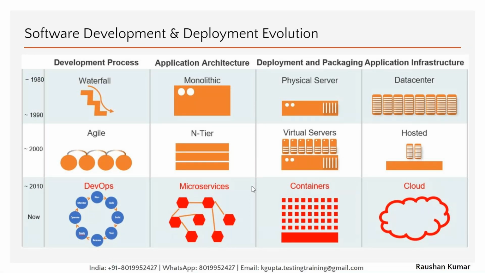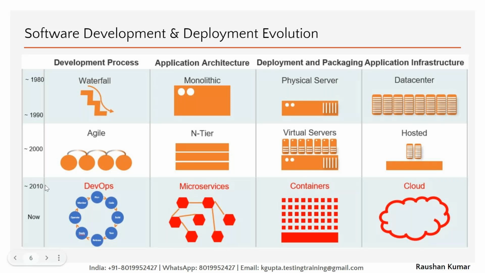Look at this. This is the journey we are on. If you look at this development and deployment evolution, if you recall when you joined IT, we all started with the waterfall model in the 1980s. We know the way we were developing with waterfall was not that efficient, so we moved to agile because we had a lot of issues in waterfall, and now we are on the DevOps path.